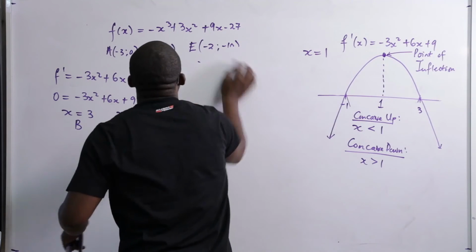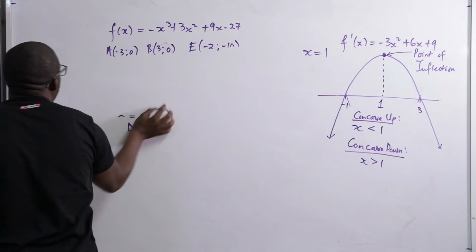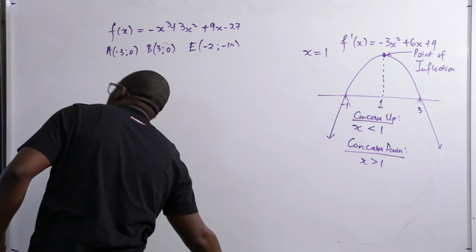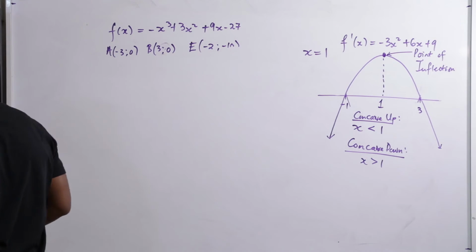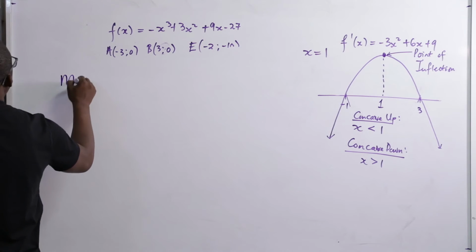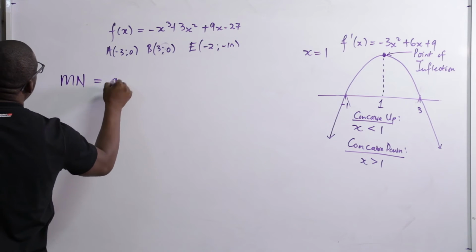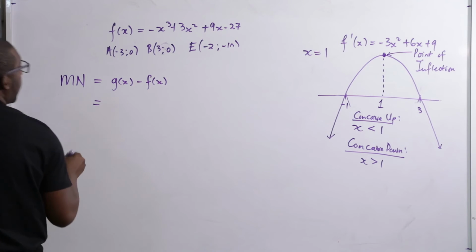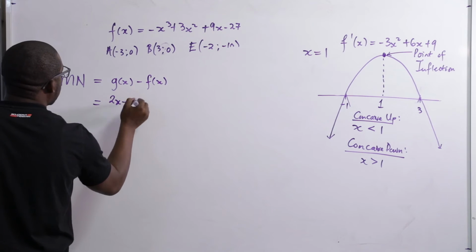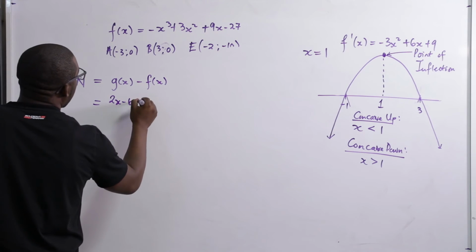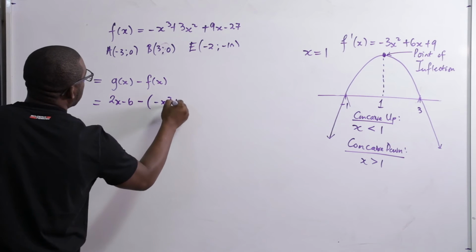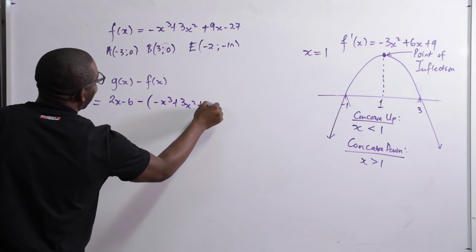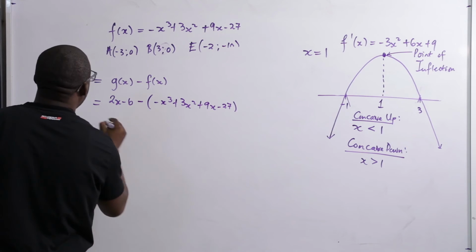MN is a vertical distance between the two. And if it's a distance, here we're using functions. The function that is on top is g. So we say MN is equal to g of x minus f of x. g of x, we said, was 2x minus 6. And f of x is minus x cubed plus 3x squared plus 9x minus 27.